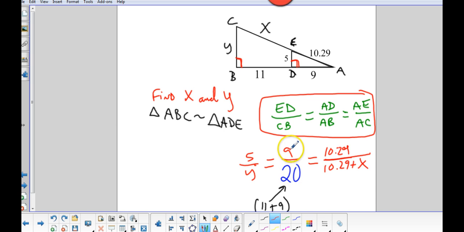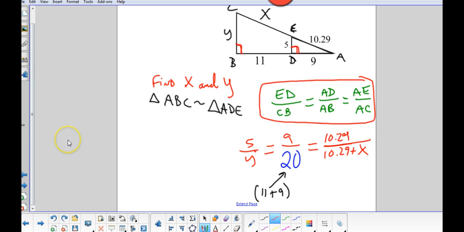So when you write this proportion, be careful that you use not just this one piece, because 9 is the side of the small triangle. 11 is not a side of any triangle. 20, AB, is the side of that triangle. And then AE or EA, 10.29, corresponds with AC, the whole thing. So that's X plus 10.29, which I have here. And then I can go ahead and find out what X and Y are.